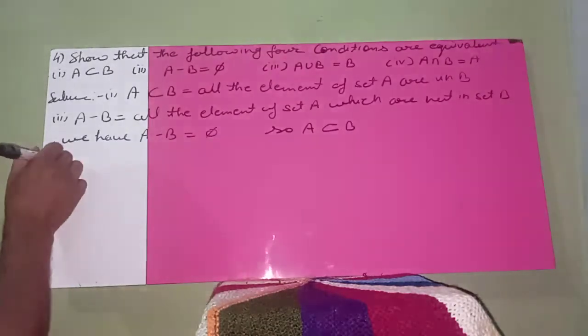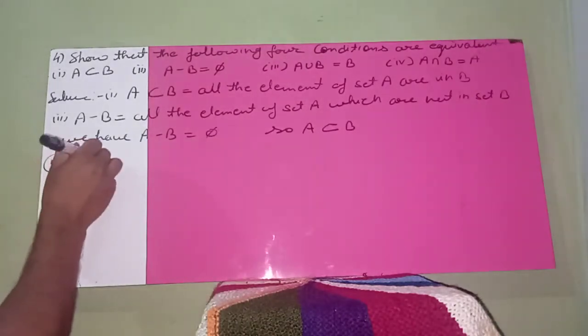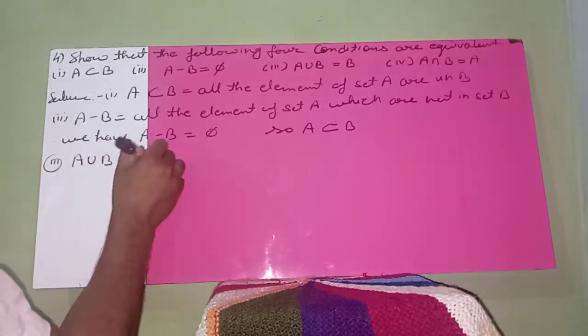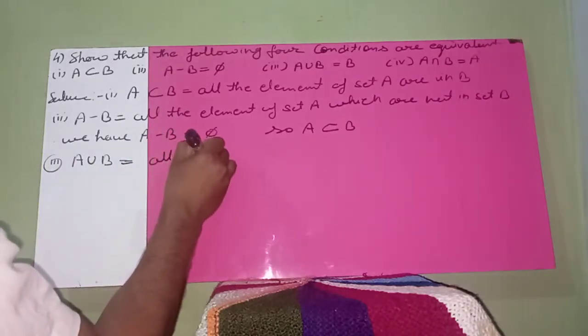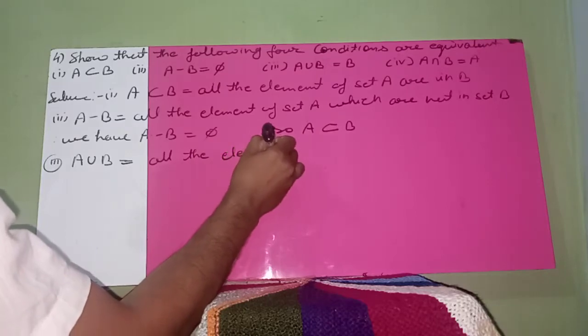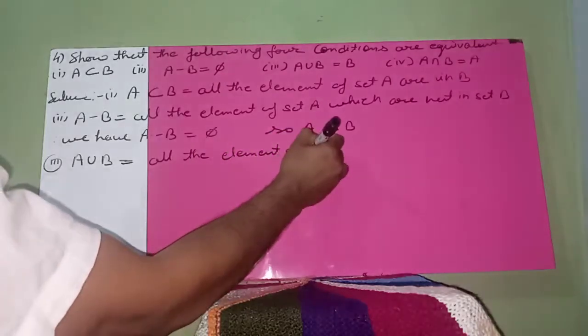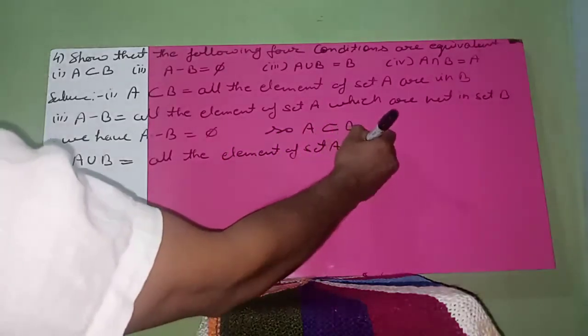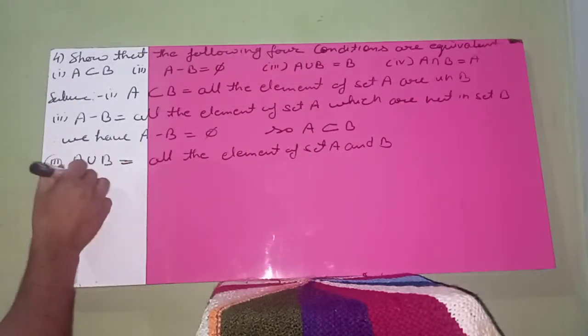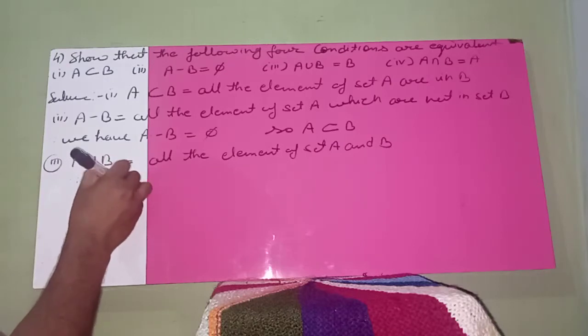Now the third part is: what is A union B? So take the definition of A union B. What is the definition of A union B here? Okay, so A union B is all the elements of sets A and B, because we have A union B equal B.